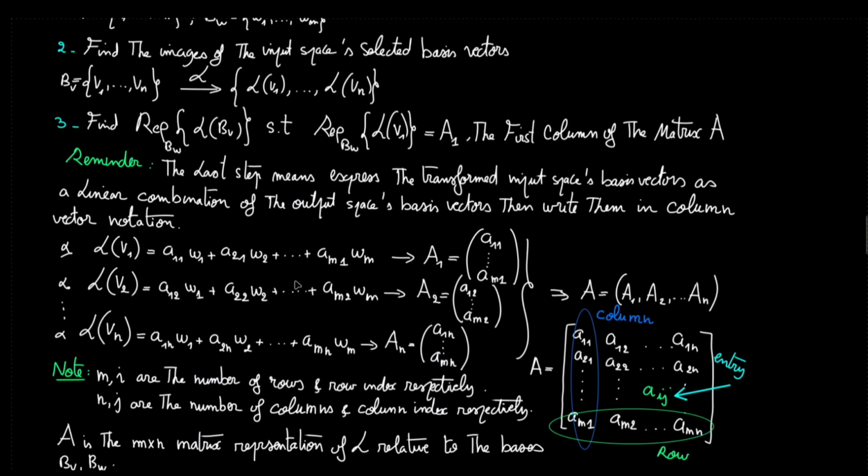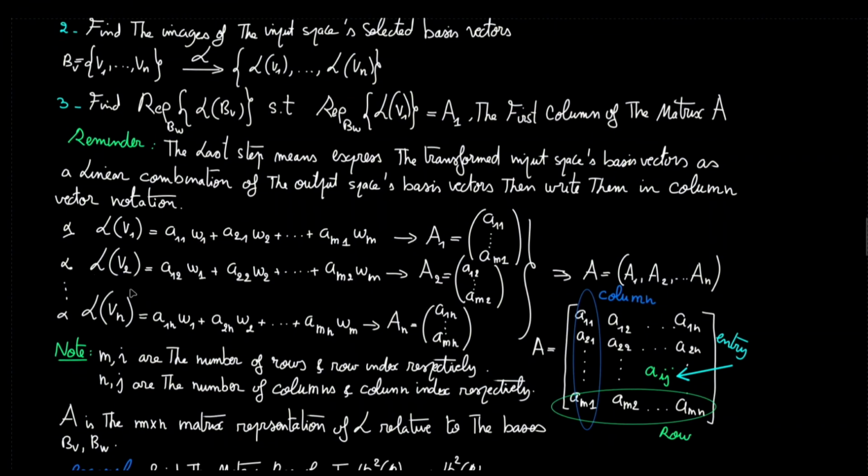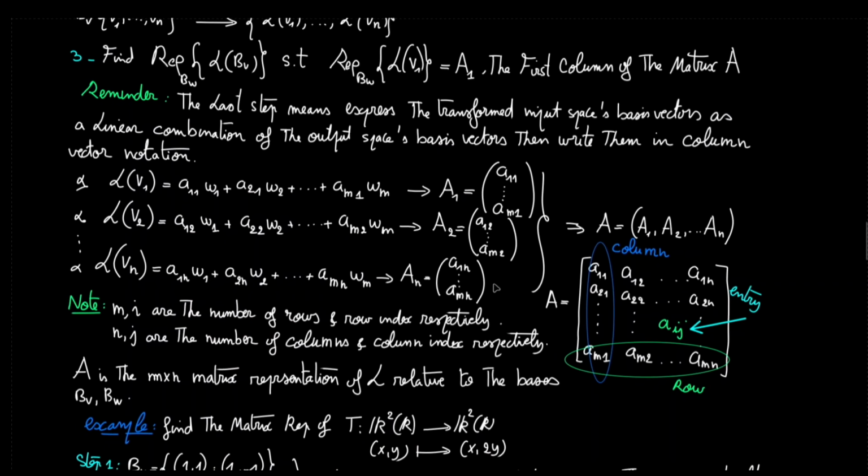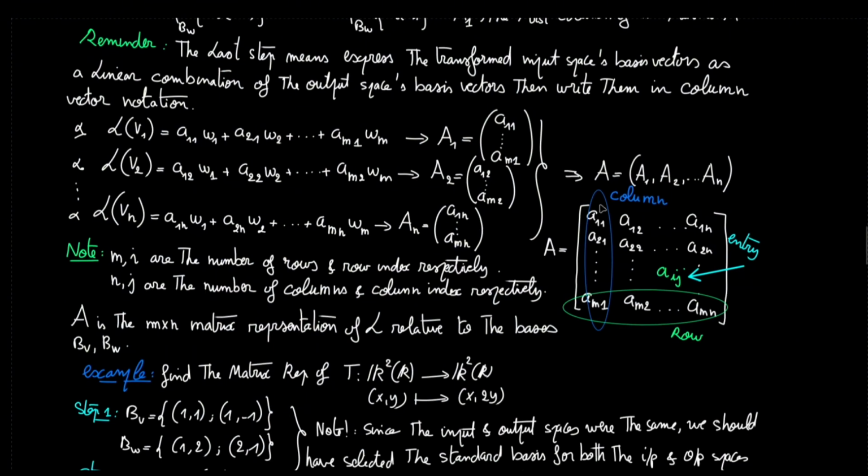I believe you know how to represent a certain vector in column vector notation. You're supposed to know that. And then take the second one, do the same thing, obtain a second set of coefficients, and obtain the second column. Do that until you transform all of the vectors. All right, and then what you're going to do is stack these columns and form your matrix. So you get n columns and m rows.